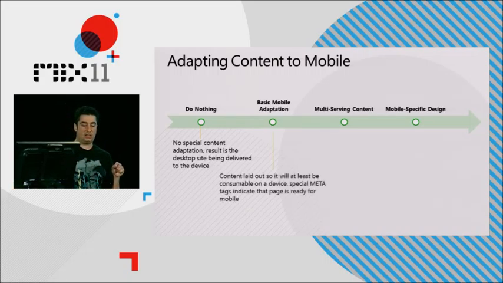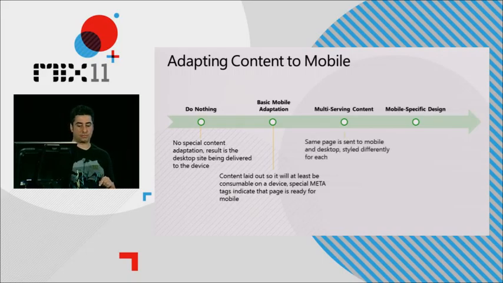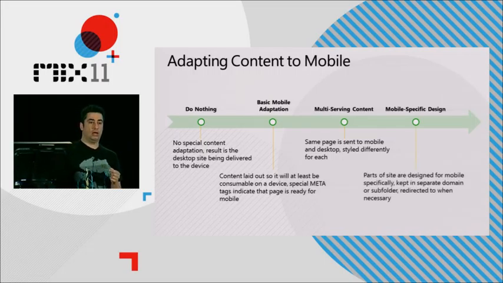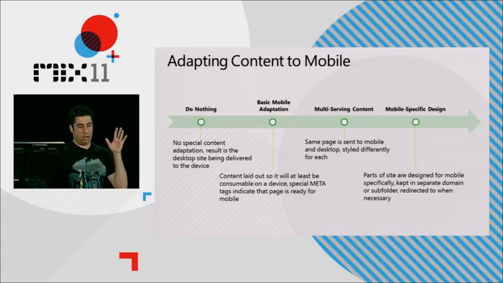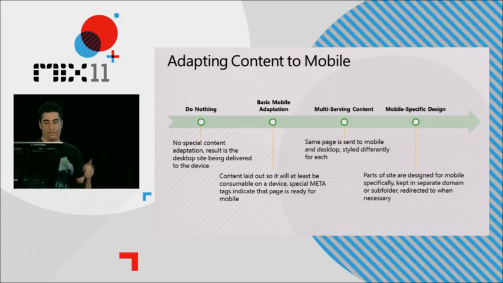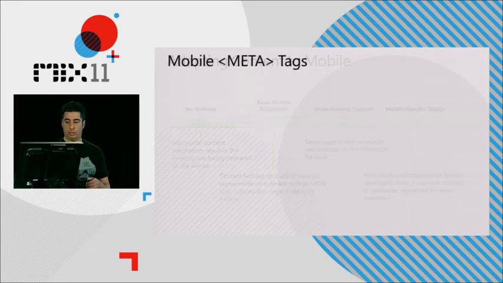This is content that's laid out so that it will at least look good on a mobile device, and you can control that using special meta tags, which I'll cover in a second. In multi-serving, you're sending the same page to multiple form factors, the desktop and the phone, but you're using things like CSS media queries to style it differently. And then lastly, there's mobile-specific design, where parts of your site are designed specifically to look good on mobile, and you store them in a particular place, like an m.dot folder or some other virtual directory.